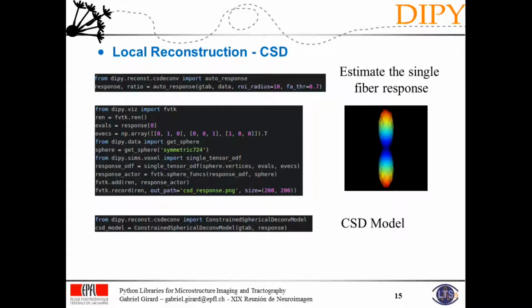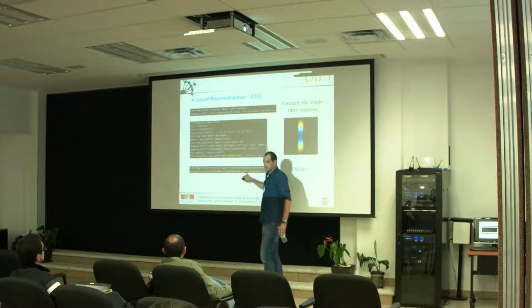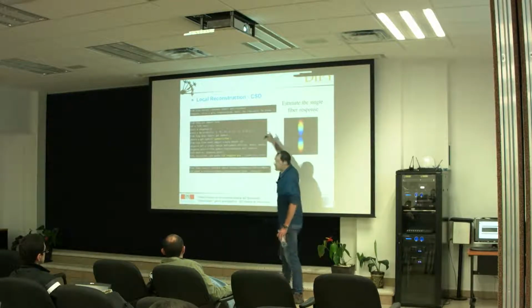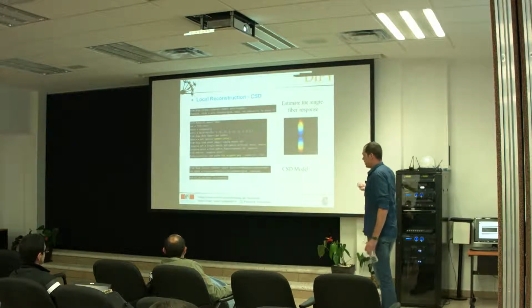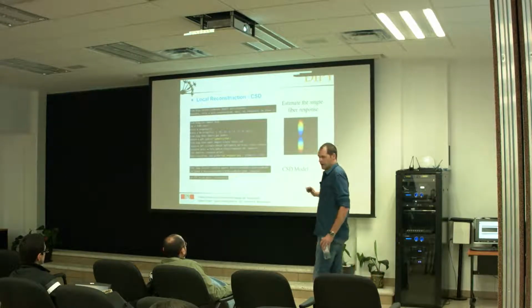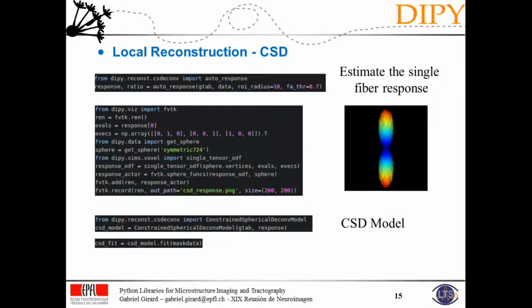And then in a very similar way that we define the tensor model, we define the constrained spherical deconvolution model. So reconst.csd, and we define the model with the gradient table for the data and the response that we just estimated. And then we call the fit function with the data. At this point, this will be a bit longer than a tensor, maybe, I don't know, 10 minutes. And you will get your CSD model fit to your data.